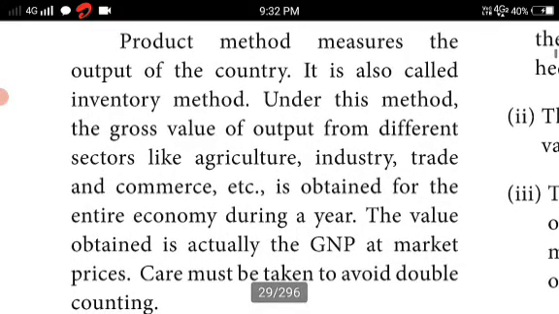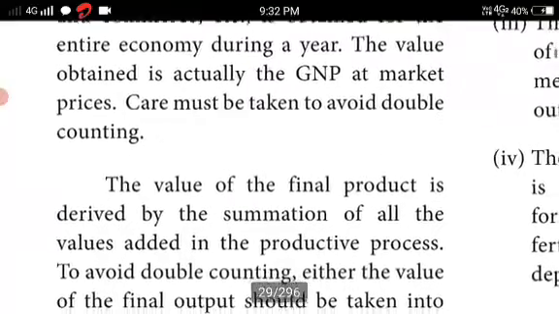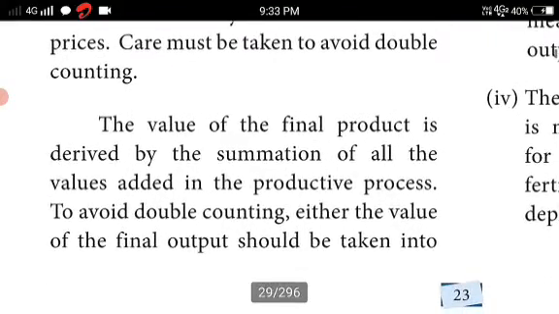So the value obtained is actually the GNP at market prices. Whatever the GNP at market prices, it is calculated as national income through the product method. Care must be taken to avoid double counting. Here you should know about avoiding double counting. The value of the final product is derived from the summation of all the values added in the productive process. We have to sum everything, all the values added in the productive process.